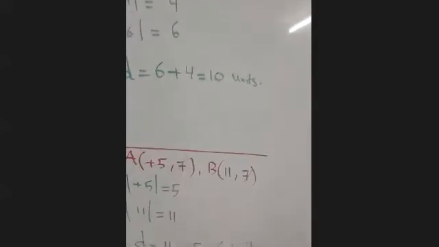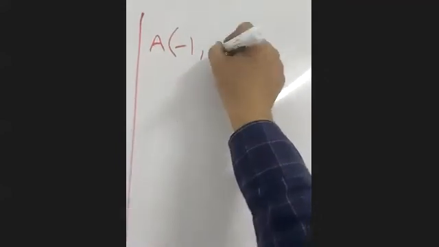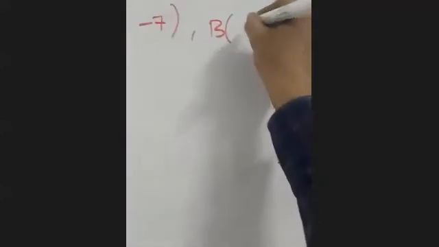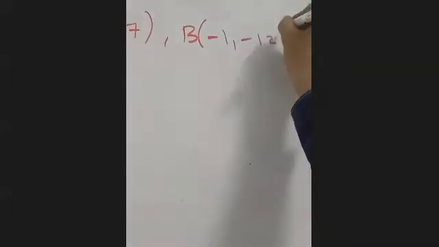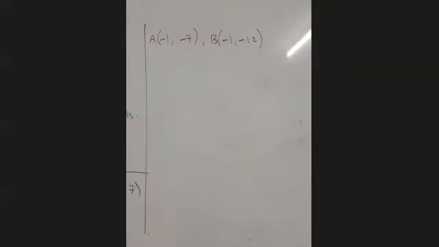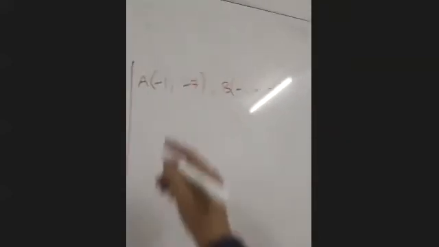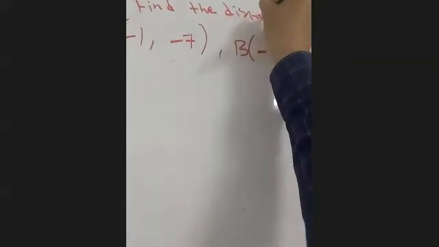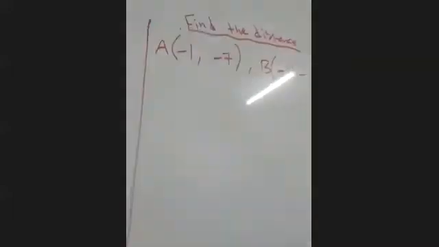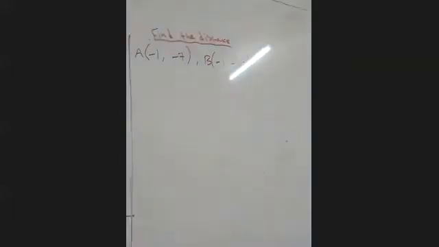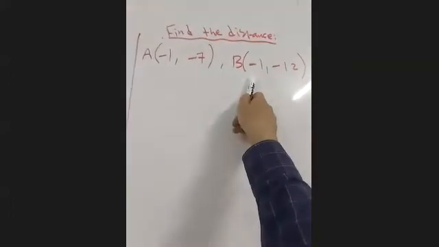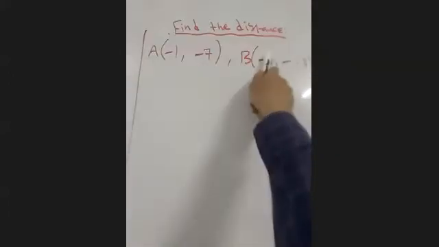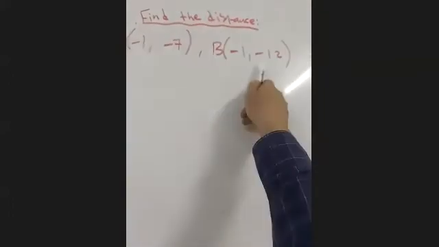Let's take another example. For example, if we have these 2 points, A, let's say -1 and -7. B, let's say -1 and -12. We have these 2 points, and we want to find the distance between them. Now let's see here, where are the similar numbers? We have -1 and -1. Ignore them. Work on -7 and -12.